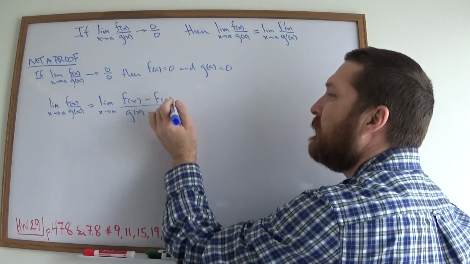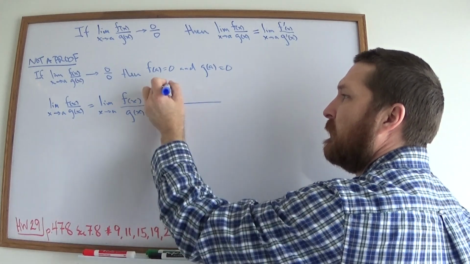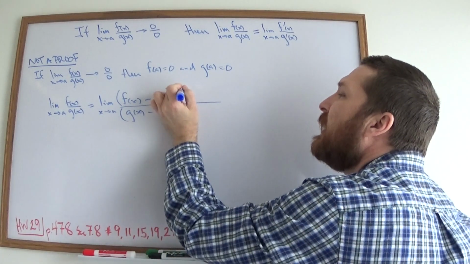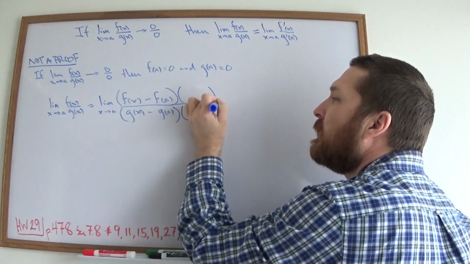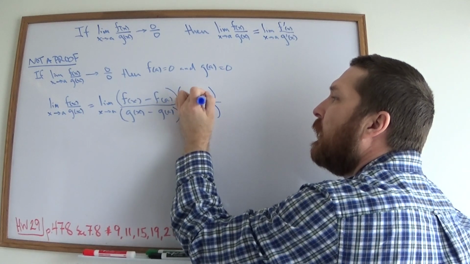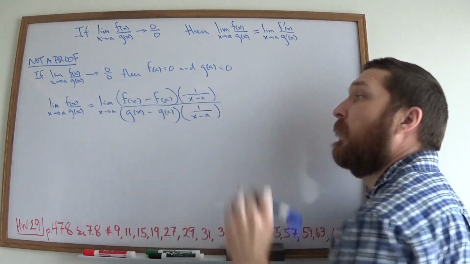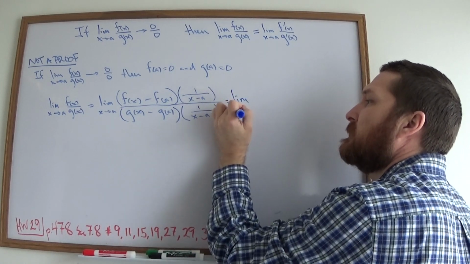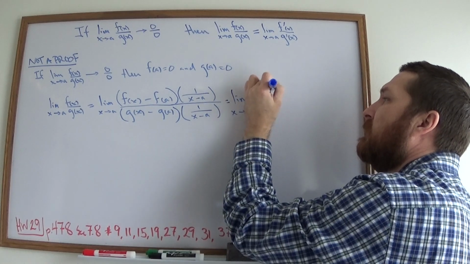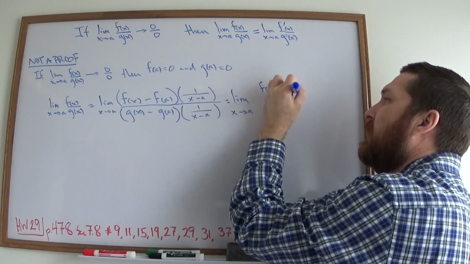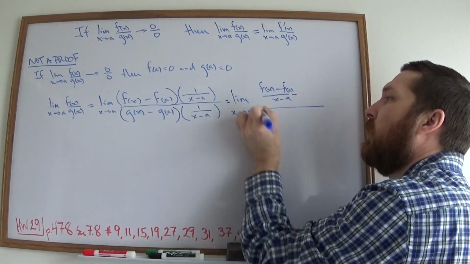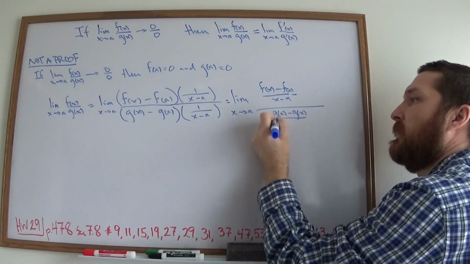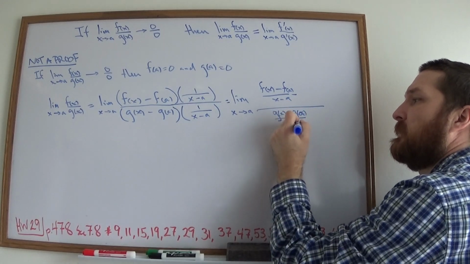Okay. But this is the same thing as this. Do you believe that? Yeah. Okay. And then that's the same thing as this. And so that's the same thing as this: the limit as x goes to a of f of x minus f of a over x minus a, all over g of x minus g of a over x minus a. Yeah?